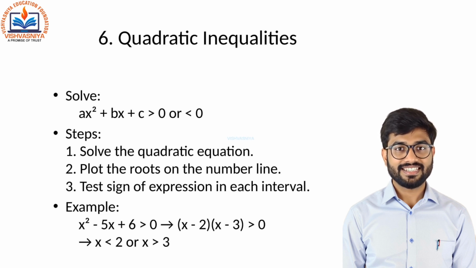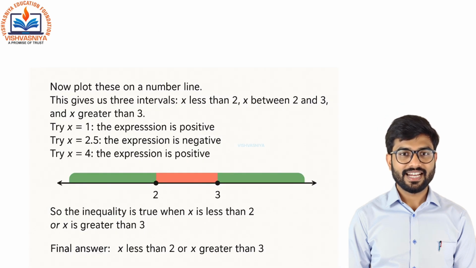Factor it. X minus 2 times x minus 3 equals 0. So the roots are x equals 2 and x equals 3. Now plot these on a number line. This gives us 3 intervals: x less than 2, x between 2 and 3, and x greater than 3. Now test values from each interval in the inequality.